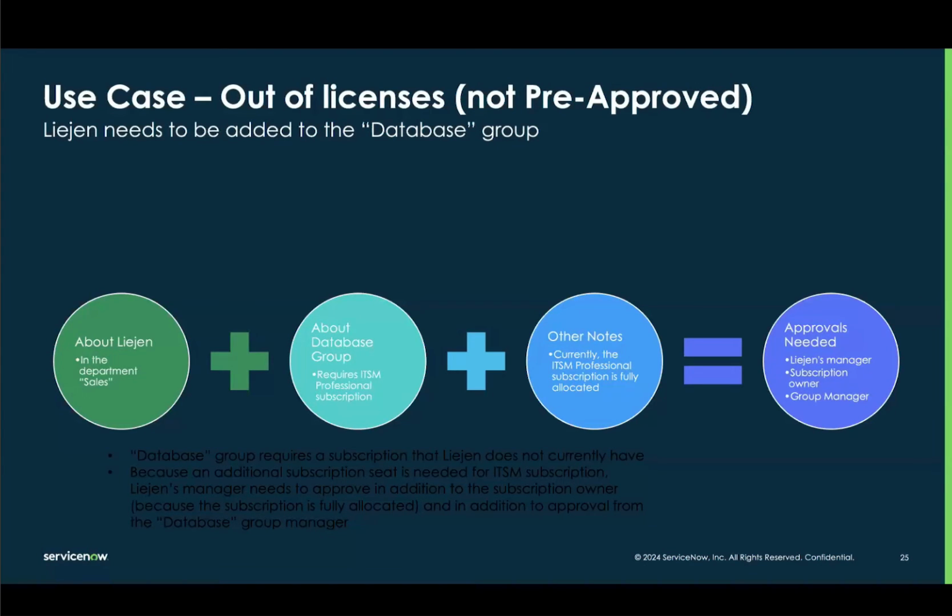So in this example, I want Leanne's manager to say, yeah, I do want Leanne to have this access. The subscription owner who owns ITSM Pro goes, yeah, that's fine, I'm okay with that, even though they're not in my department. The group manager who actually owns the service desk, actually owns the database users, they're also saying yes because they're the ones who are getting the bill. And Leanne's manager is important if I'm getting charged back.